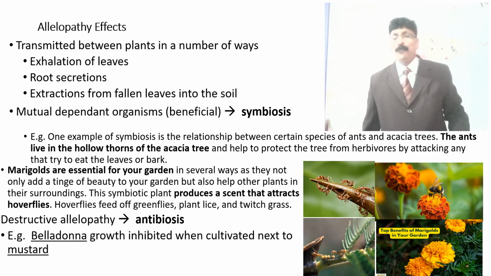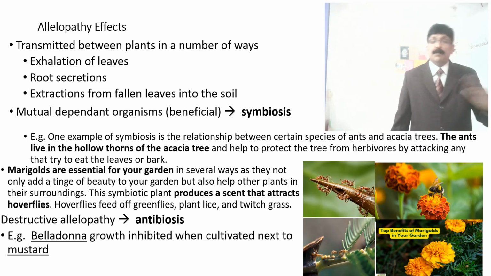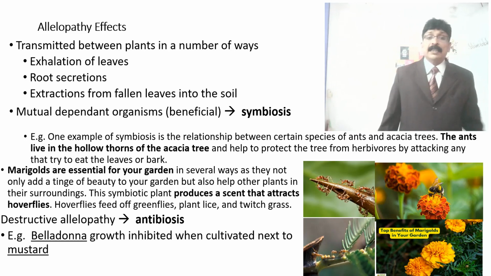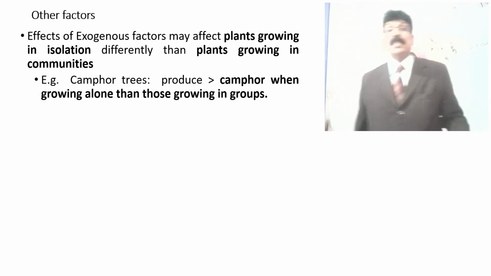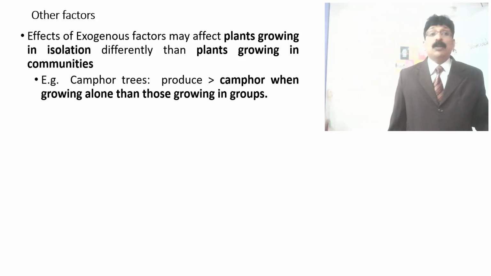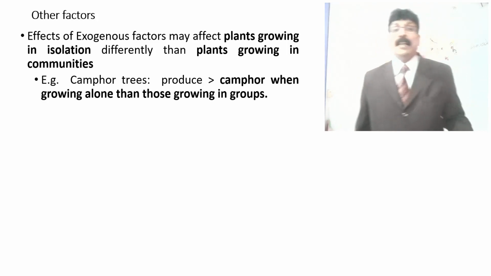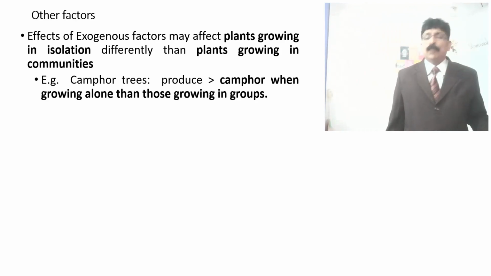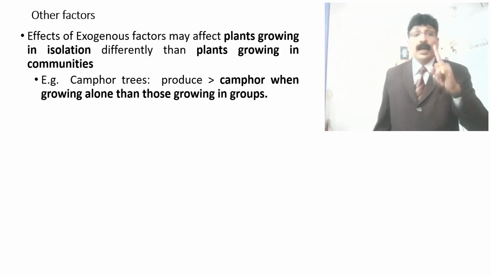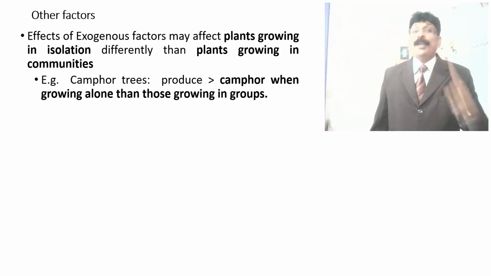If you are growing belladonna plant with mustard plant, it is getting affected, the growth is inhibited. Finished. One example for antibiosis. Other exogenous factors also cause variation in the plant, affecting plant growth in isolation differently than in a plant growing community. Example, camphor tree produces more camphor when growing alone than those growing in groups.